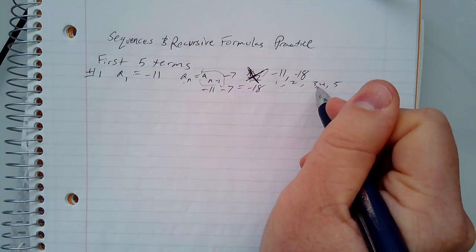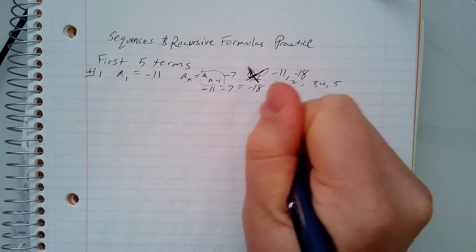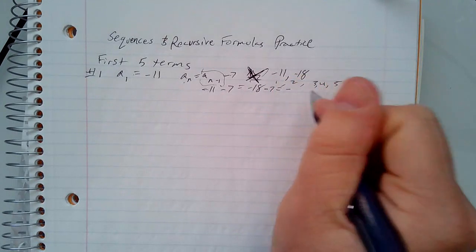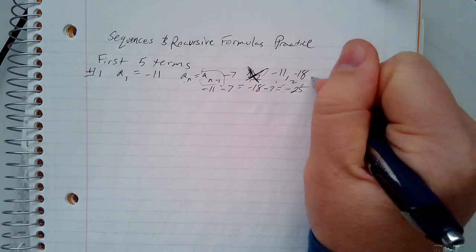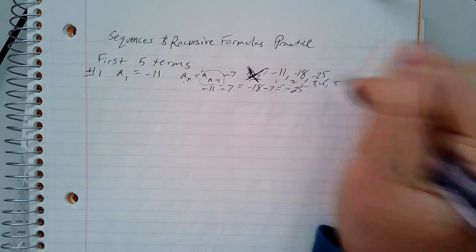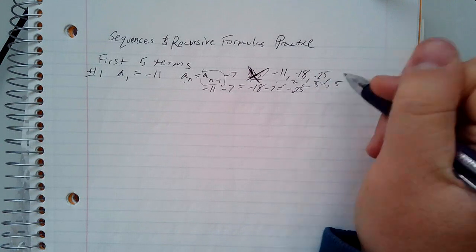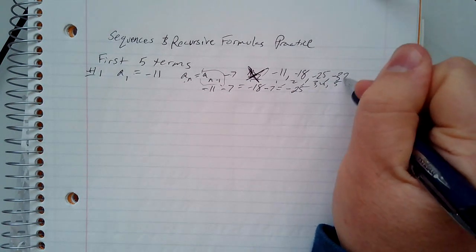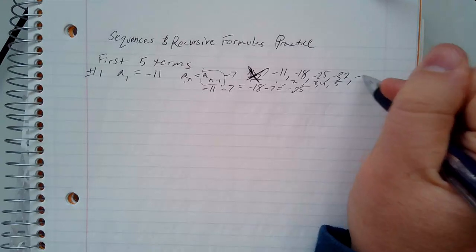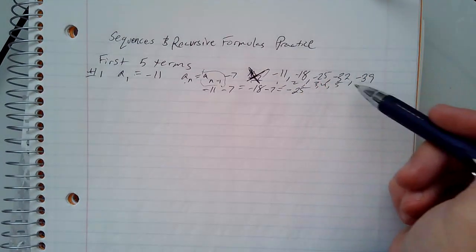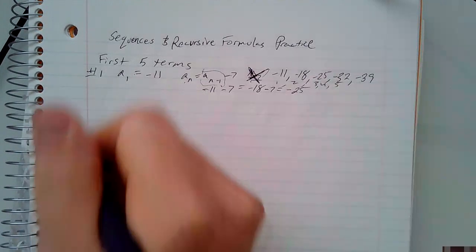And then find the third term, which would be negative 18 minus 7, which is going to give me negative 25. And then the fourth term is going to be minus 7 from there, which is negative 32. And minus 7 from there will give us negative 39. All right, so we're just subtracting 7 from each term. You can do this in your calculator as well.